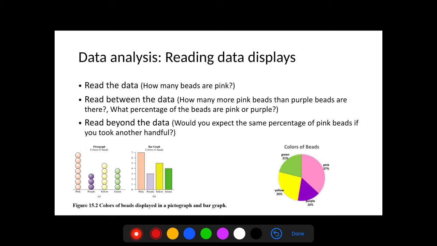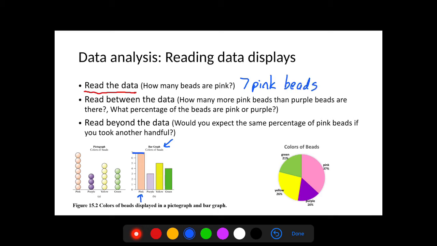So to start with, we need really basic skills. Just read the data off the graph. If we ask how many beads are pink, we could come down here to our bar graph, find the pink category, and read the top here and say we have 7 pink beads right there.